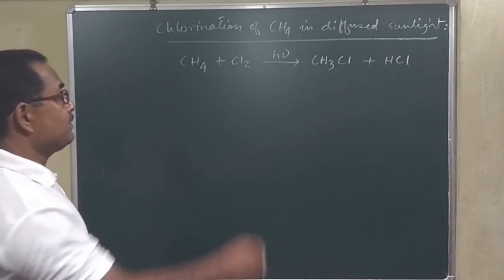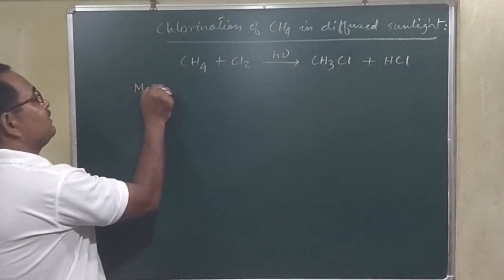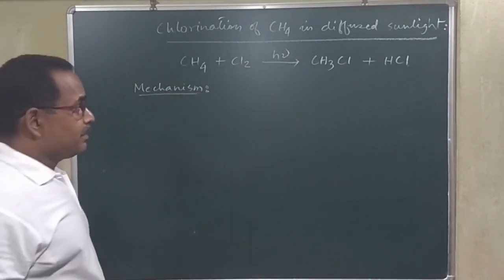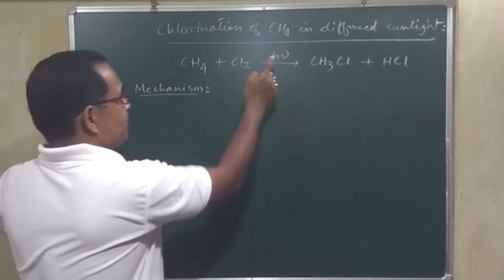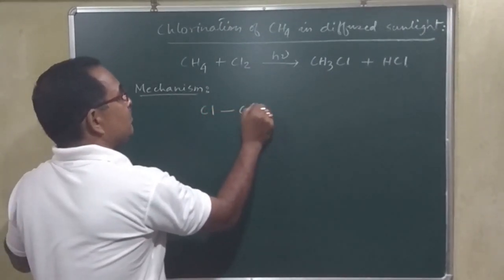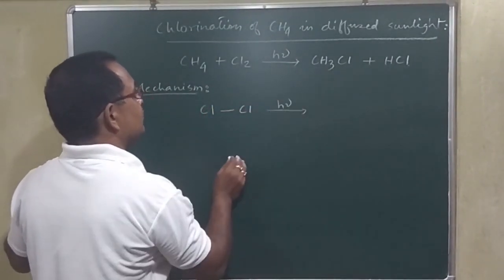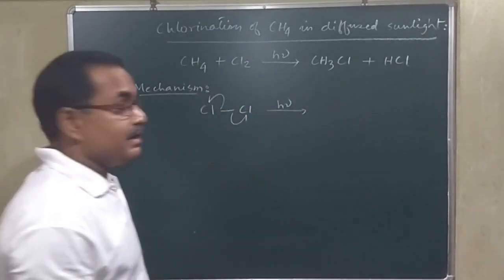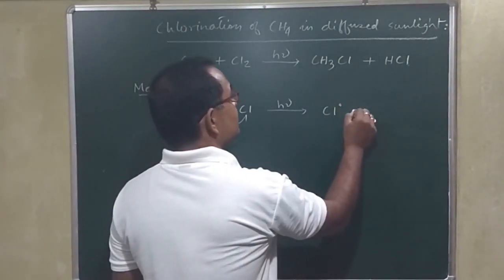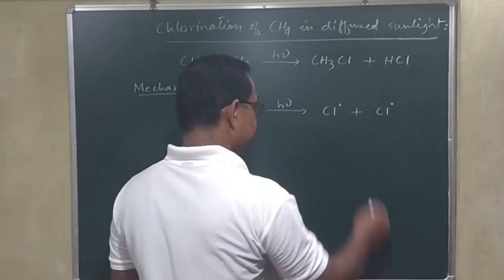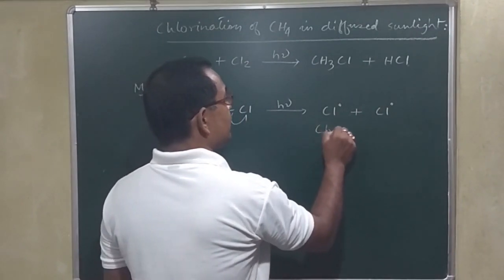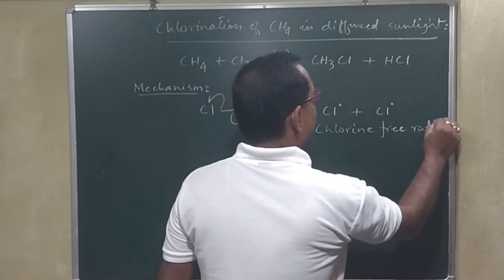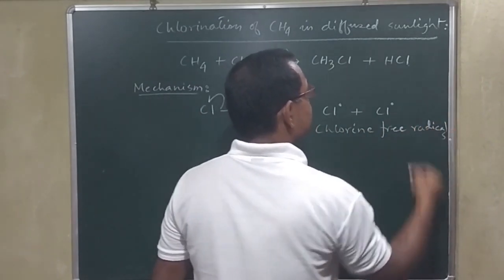What is the mechanism? The mechanism of the reaction is like this. See, initially due to the absorption of photon, chlorine molecule will undergo homolytic cleavage, and thereby 2 chlorine free radicals are produced. What are these 2? Chlorine free radicals. Okay.